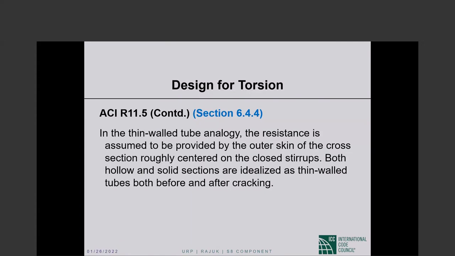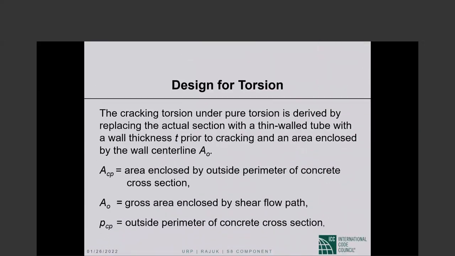Both hollow and solid sections are idealized as thin-walled tubes both before and after cracking. So a solid section will also be treated as a thin wall tube for the purpose of torsion design. The cracking torsion under pure torsion, meaning no bending moment, no shear to go with it, is derived by replacing the actual section with a thin wall tube with a wall thickness t prior to cracking and an area enclosed by the wall center line that is equal to A sub 0.